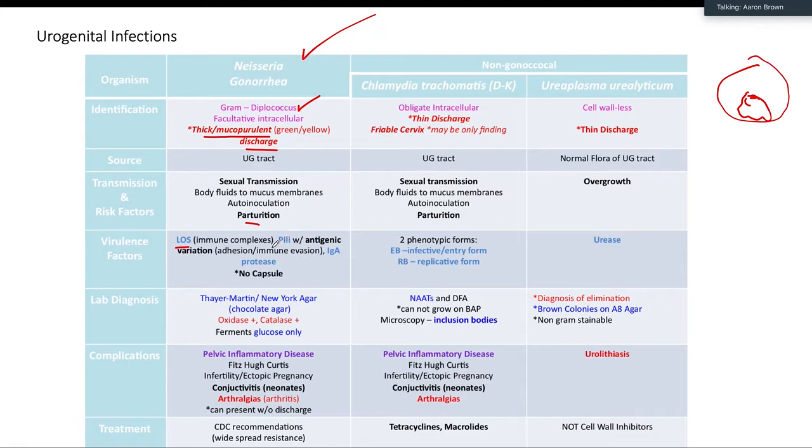We have pili with antigenic variation that allows it to avoid our own antibodies fighting it, an IgA protease to fight off the IgA, which is in the mucus lining of the inside of the vagina and in the male genital tract. It does not have a capsule. If it also had a capsule, that would really be a nightmare. Lab diagnosis, we have Thayer-Martin New York agar, which is a chocolate agar, right? Memorize this. This is an important way of diagnosing Neisseria gonorrhea. Oxidase positive, catalase positive, a glucose fermenter, great.